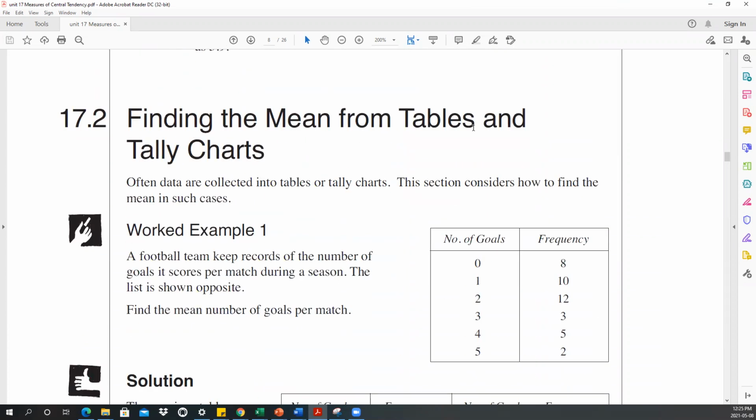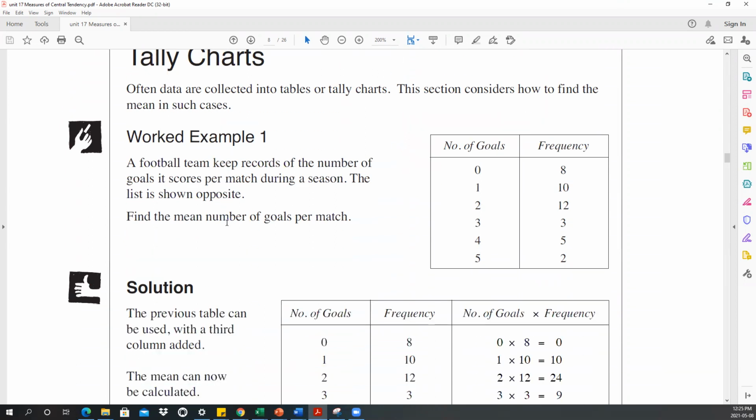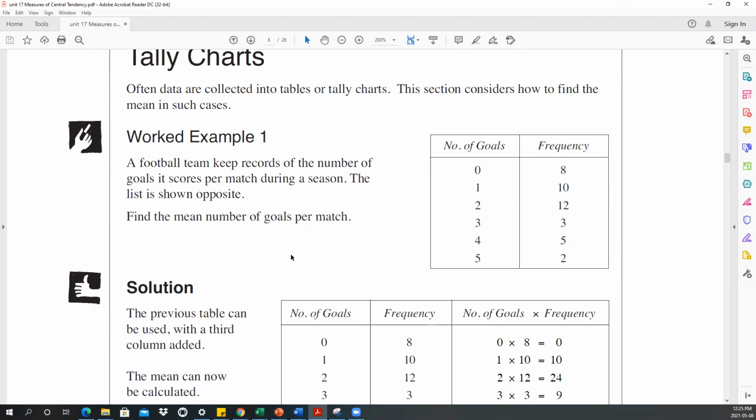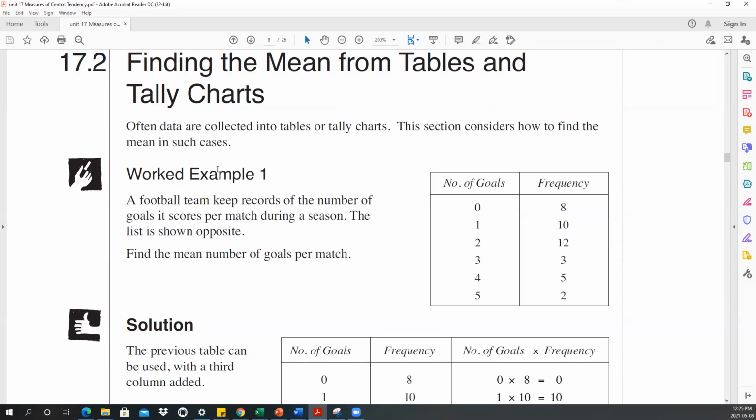Then it's finding the mean from tables and tally charts. Now this is where it becomes important, well, not so important, where you have to pay closer attention to how you find the mean when you have a frequency table. So often data are collected into tables or tally charts. This section considers how to find the mean in such cases.